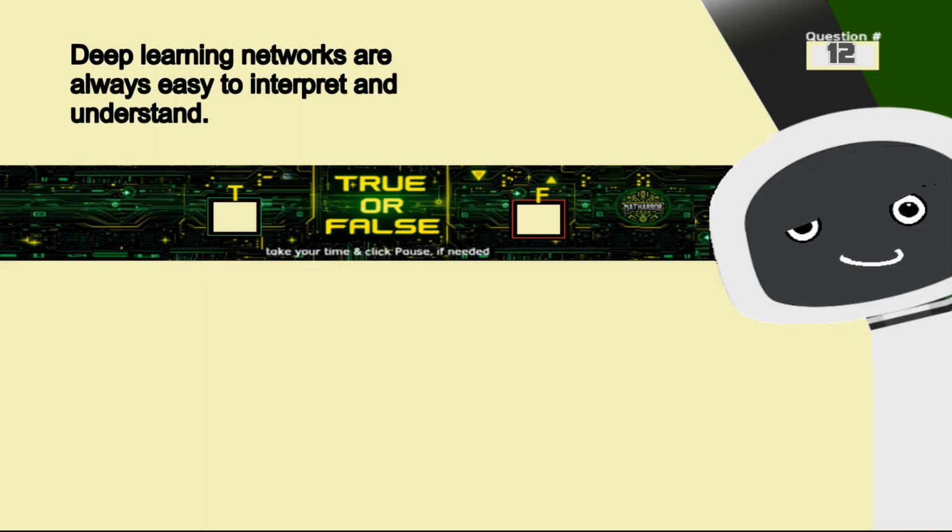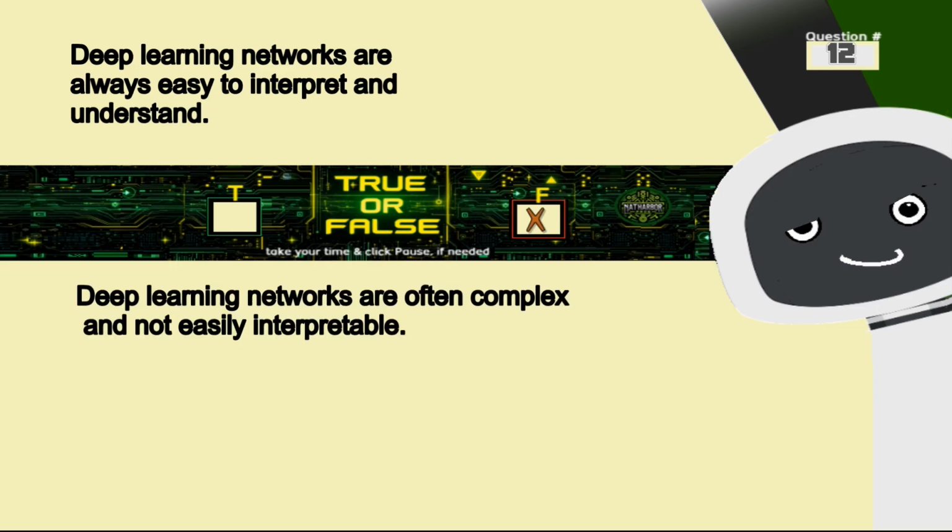True or false? Deep learning networks are always easy to interpret and understand. That is false. Deep learning networks are often complex and not easily interpretable.